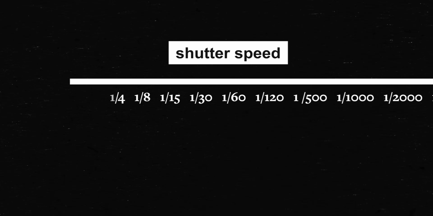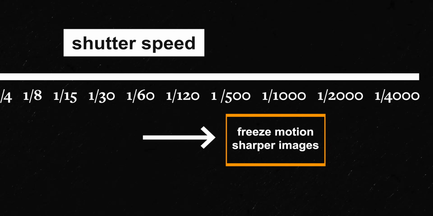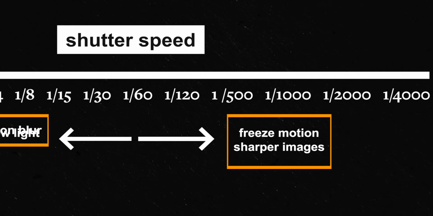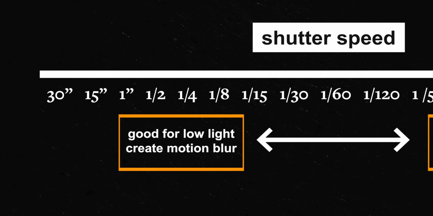Typically, shutter speeds range from 1/4000th of a second to 30 seconds. When using a fast shutter speed, you can freeze motion and capture really sharp images. Slower shutter speeds are good when the light is low or when you want to create motion blur.